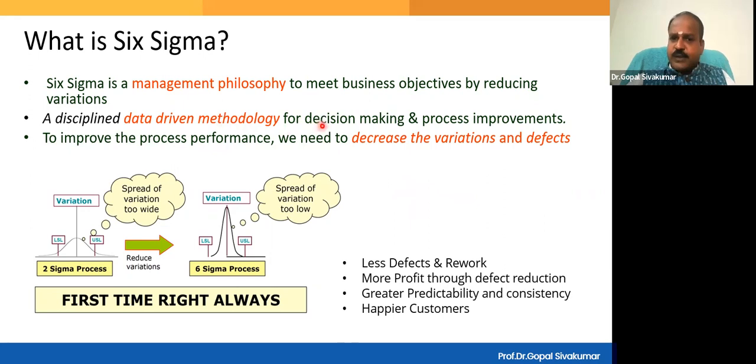Six Sigma is a management philosophy to meet business objective by reducing variation. Again, there is a statistical term, variation. Product to product variation. That's the reason for the problem, isn't it? If product to product there is no variation, then all the products have the same quality, and the quality is acceptable. That means everything is acceptable. But if there is a variation in the quality, then what happens? Certain product variation will be less, that the customer will accept. Certain product the variation will be more, customer will reject.